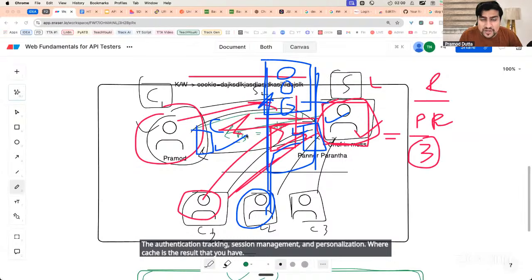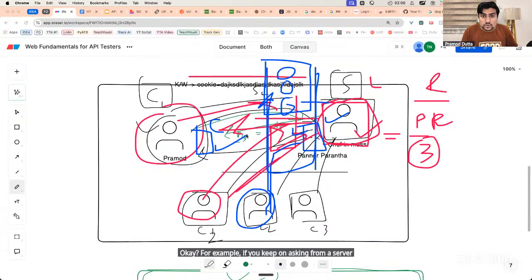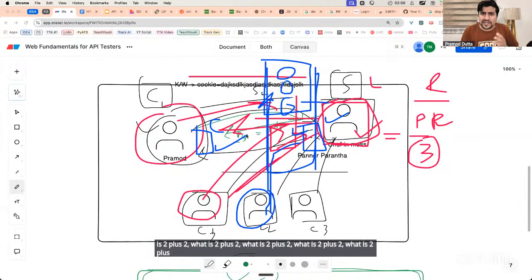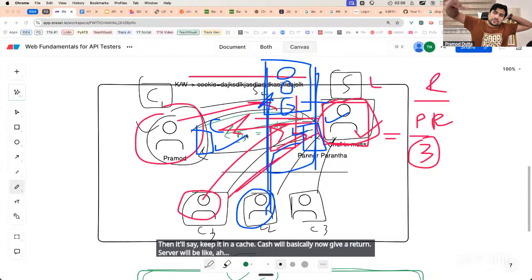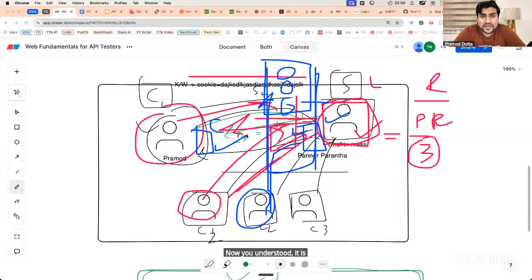For example, if you keep on asking a server, what is 2 plus 2, what is 2 plus 2, then the server will be like, this guy is crazy, what is this? 4, 4, 4, 4. The server will say 4 three times, then it will say keep it in a cache. Cache will now give the return, and the server will say, I am not doing it. Now you understood? It is like your PA, personal assistant, who knows the answer before you. You hired an assistant. How it is made and everything we'll discuss later in this part.